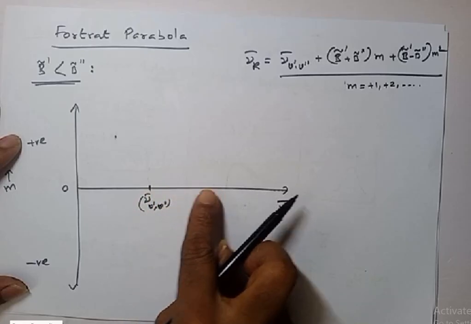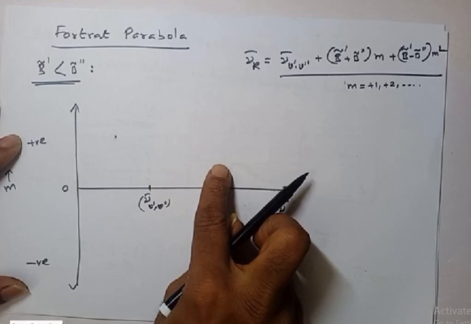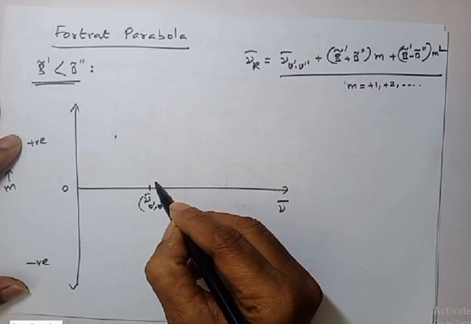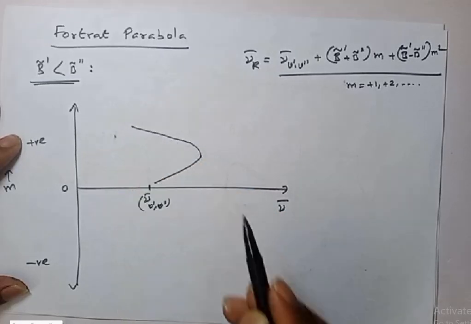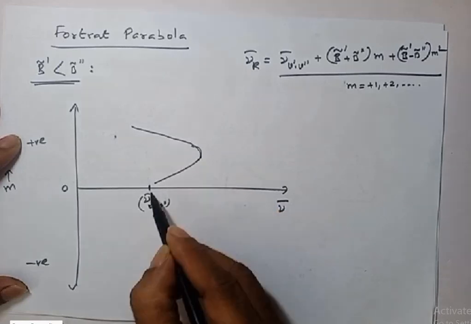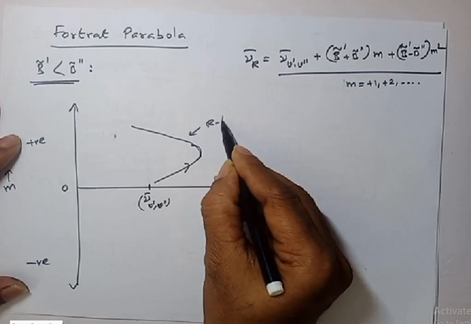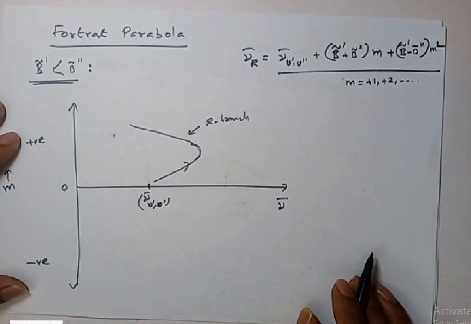What will happen? The gap decreases, then it stops at a particular frequency, then it returns. So the parabola is supposed to go like this. This parabola goes like this. This is for R branch.